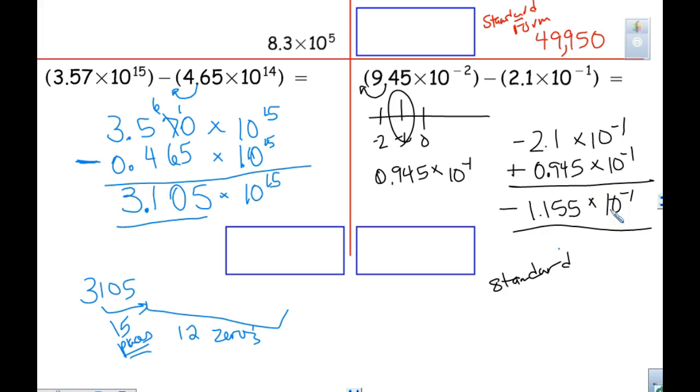So here, when it was positive, we moved it 15 places to the right. Because we are looking at a negative exponent, negative tells us to move the decimal to the left. So this number would be moving 1 place to the left, 0.1155. That's what it would look like in standard notation. That's like 11 hundredths, right? If we were looking at just the first 2 place values, okay?